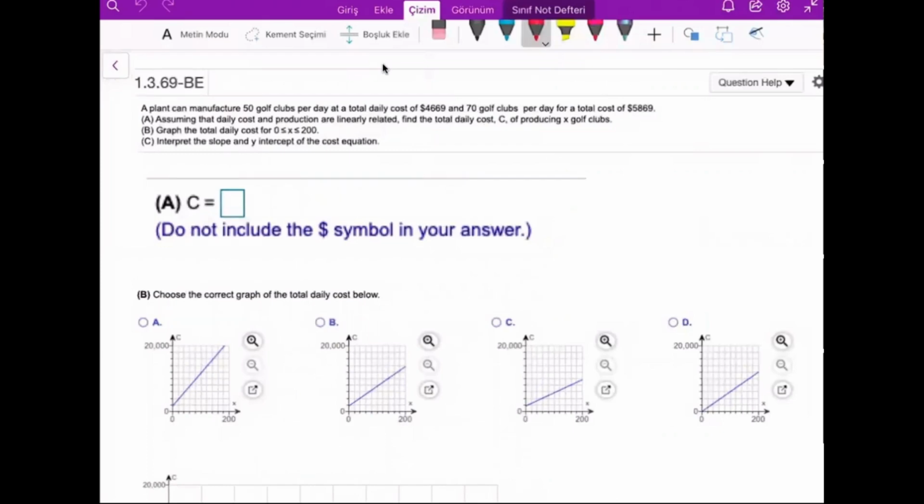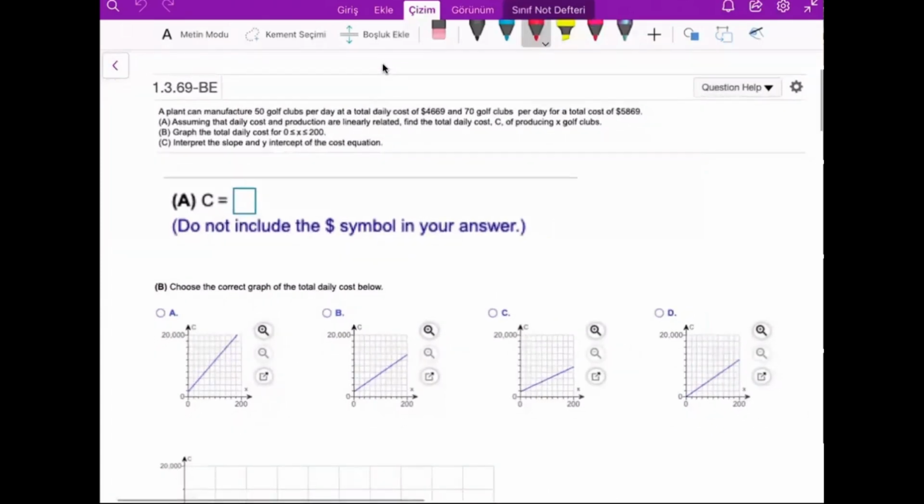So let's look at a business administration, business and economics question. A plant can manufacture 50 golf clubs per day at a total daily cost of 466.9, and 70 golf clubs per day for a total cost of this price.